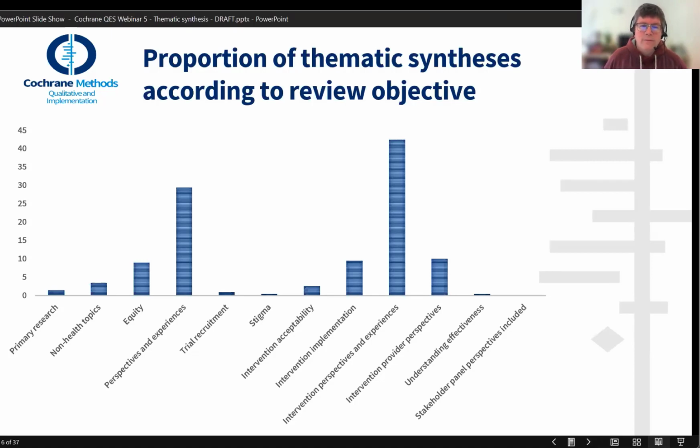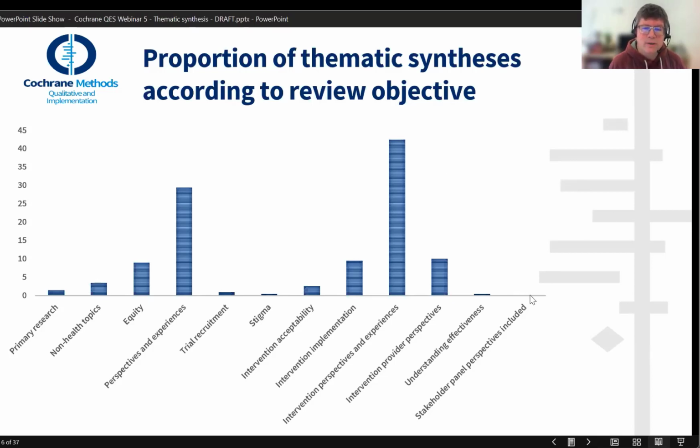So definitely quite a lot around intervention. There are questions around acceptability, stigma, and intervention implementation in thematic synthesis. There's a relatively small number around understanding effectiveness. I was expecting to find more than that, but that's the sample that we found so far. And the one where we've got stakeholder panel perspectives, there's actually just one there.